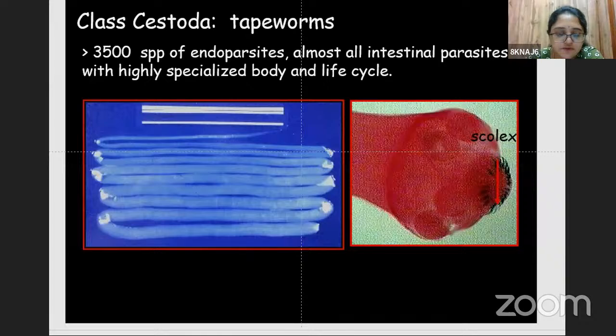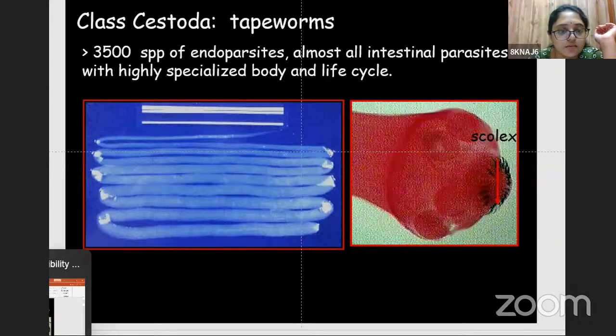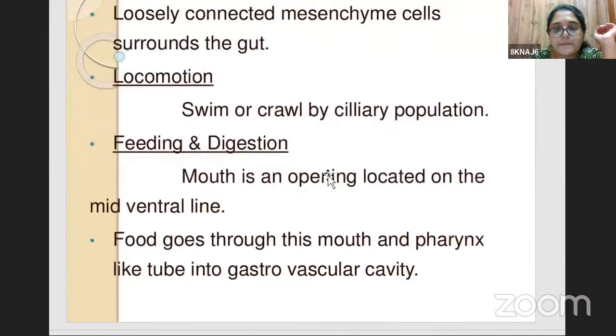And with a few exceptions, the anterior part of the body is differentiated into a head-like structure, which is known as the scolex. This is the neck. These are the proglottids. The scolex again is not a true head, as there are no sense organs. There is no mouth, but only an anchoring organ that helps to keep the parasite in position in the tissues of the host.